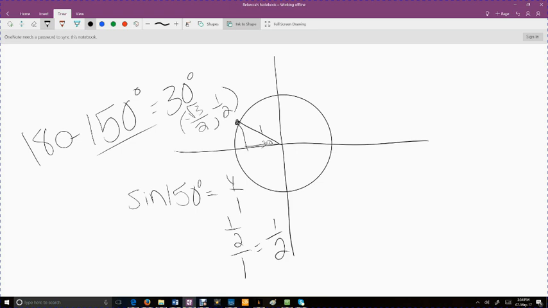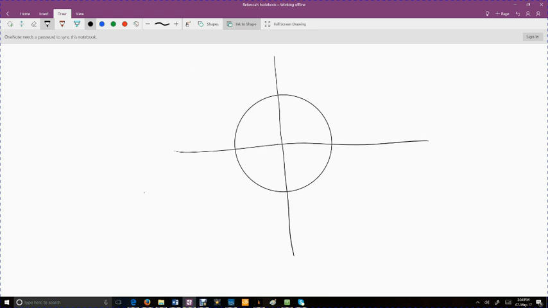Okay, so now let's look at finding sine of 225 degrees.